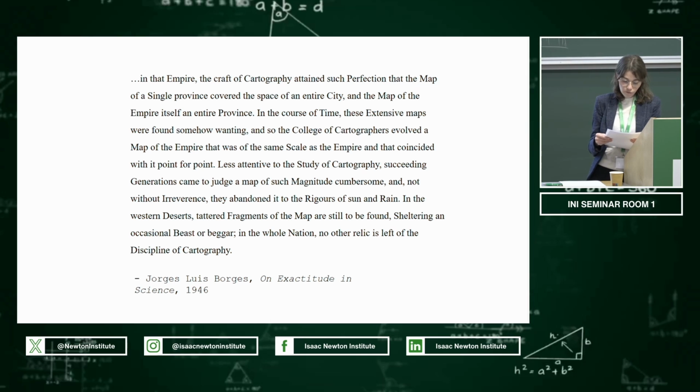Less attentive to the study of cartography, succeeding generations came to judge a map of such magnitude as cumbersome, and not without irreverence, they abandoned it to the rigours of sun and rain. In the western deserts, tattered fragments of the map are still to be found, sheltering an occasional beast or beggar. In the whole nation, no other relic is left of the discipline of cartography."